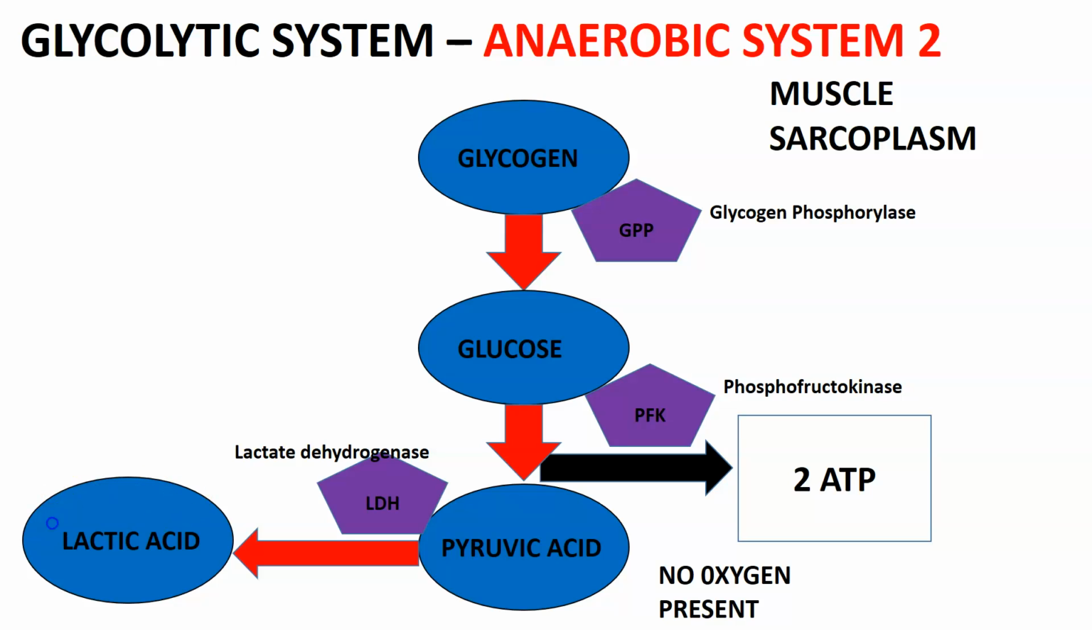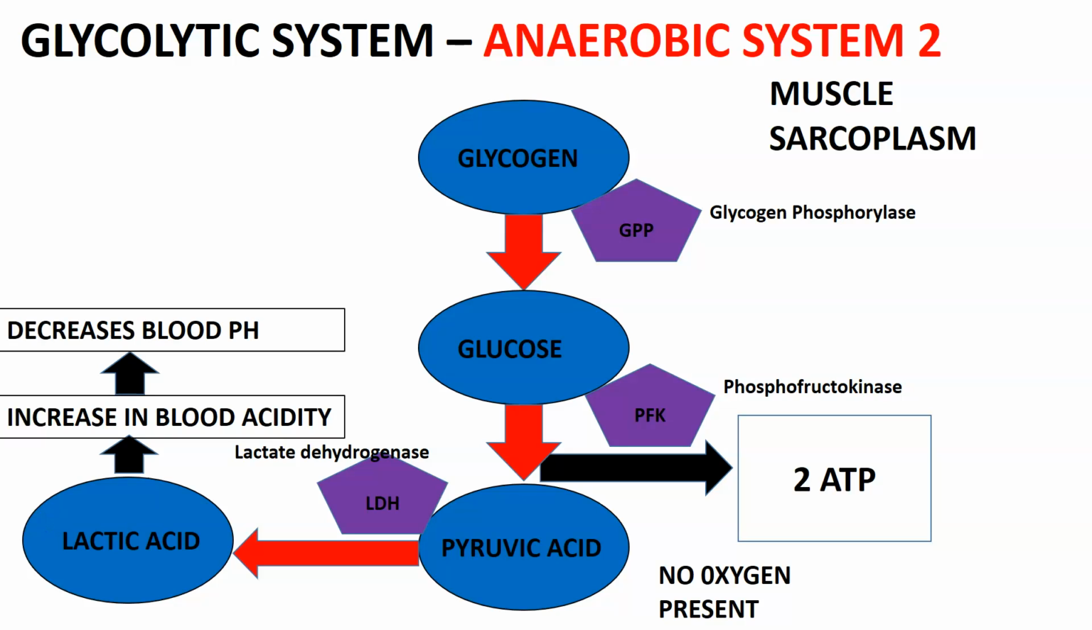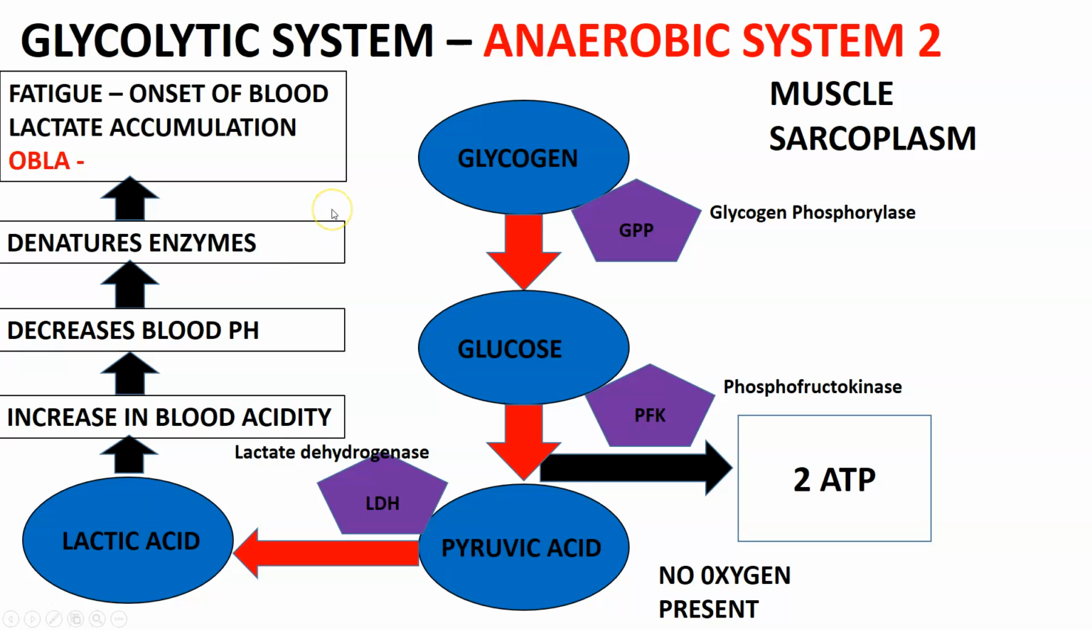So what happens is, when we get lactic acid, we get an increase in blood acidity. Now, an increase in blood acidity is pretty much the same as a decrease in blood pH. So our blood now is really acidic. Now, what this causes is enzymes to denature. So this denatures enzymes, i.e. GPP, PFK, LDH. These can't do their job, which means we can't break things down, we can't get energy. So, lactic acid means that we get an increase in blood acidity, a decrease in blood pH, which denatures our enzymes, which gives us the end result of fatigue. And we really need to know this fatigue, it's onset of blood lactate accumulation, OBLA.